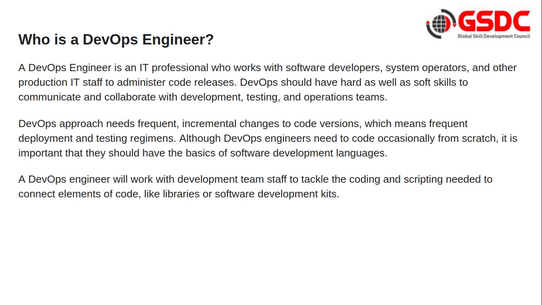Okay, now the DevOps approach needs frequent and incremental changes to the code version, right? Which means frequent deployment and testing regimens. Although DevOps engineers need to code only occasionally from scratch, a DevOps person should know some coding as well, right? Because we have to write some code to automate things, so that's why a DevOps person should know some coding as well.